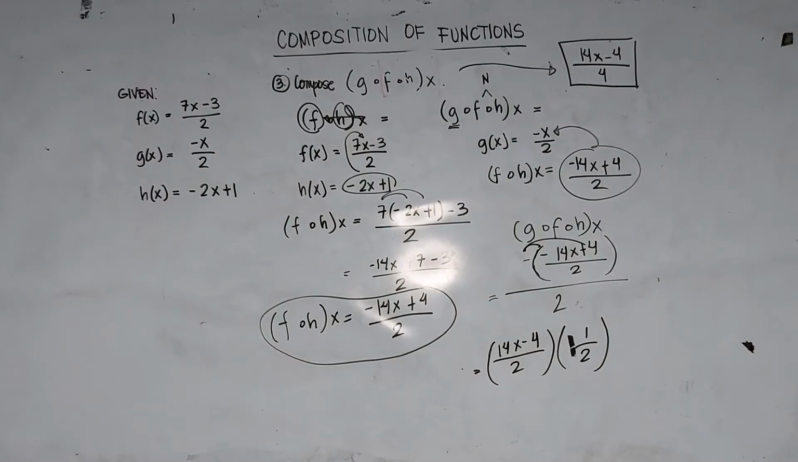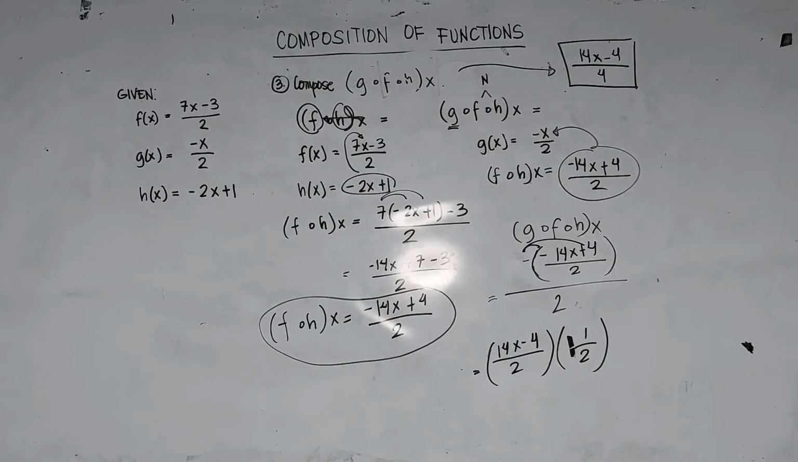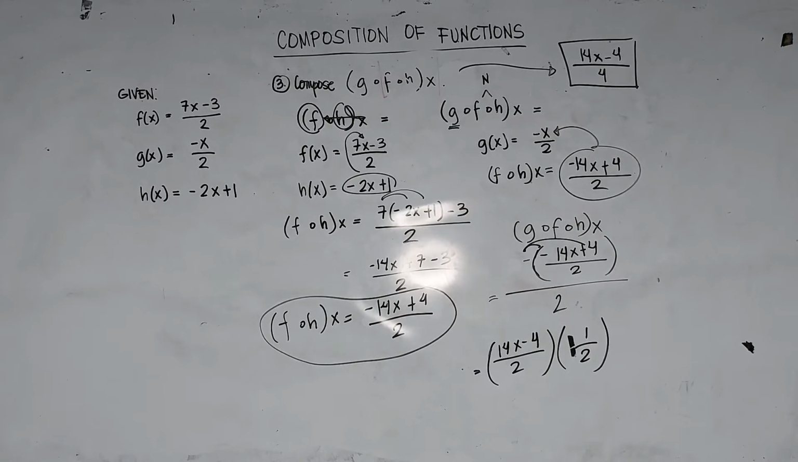Let's try to check, are we getting it right? Let's check B. That is 4, negative 14x plus 4 over 2. That is 3, 7 minus 3 is 4. Okay, very good. That should be placed inside. That becomes positive 14x minus 4 over 2. So that becomes 14x minus 4 over 4.